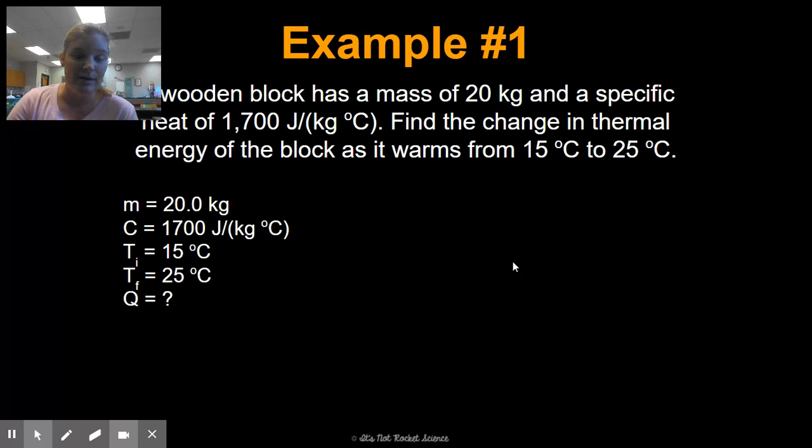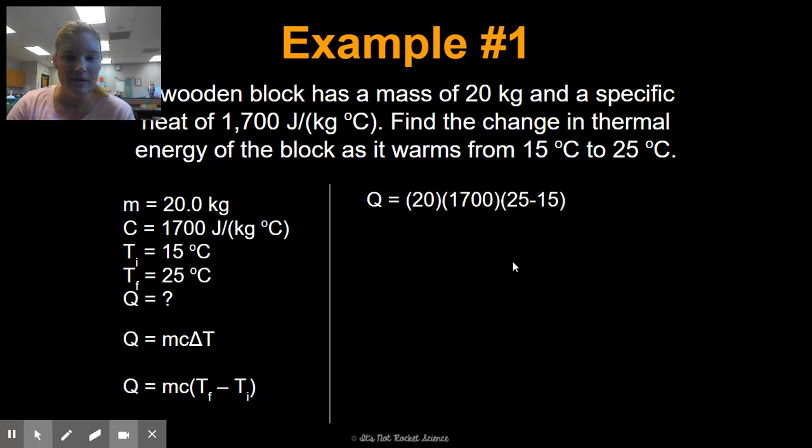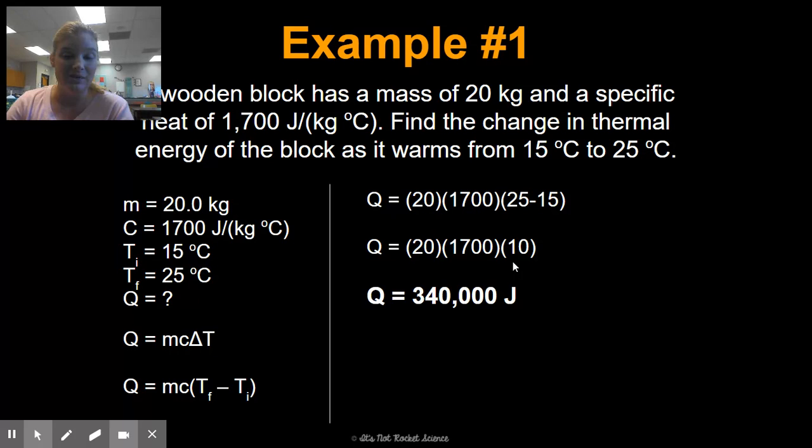So how much heat do I have to put into this block to get it to go from 15 to 25 degrees Celsius? I'm going to use the equation Q equals MC delta T, or Q equals MC times my final temperature minus my initial temperature. And this is how we're going to normally see it. So just plug in my numbers based on what we've been given and then solve it. I'm going to get that it takes 340,000 joules of heat to warm that block up 10 degrees Celsius.